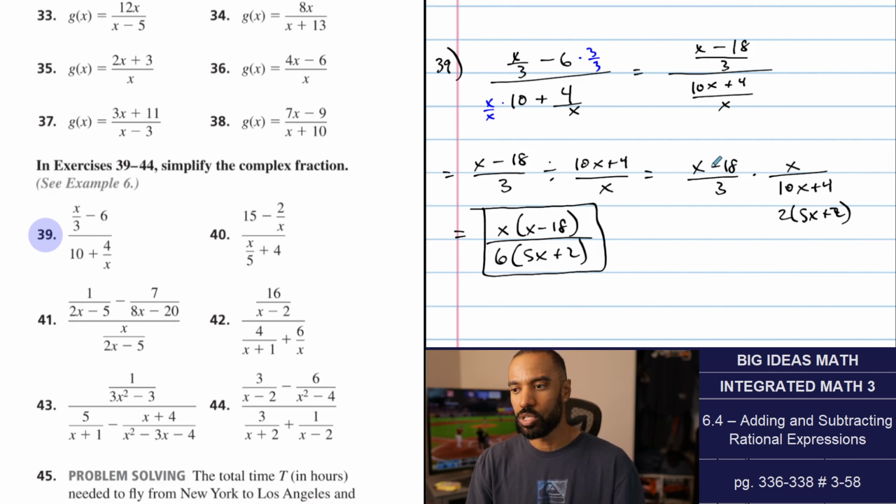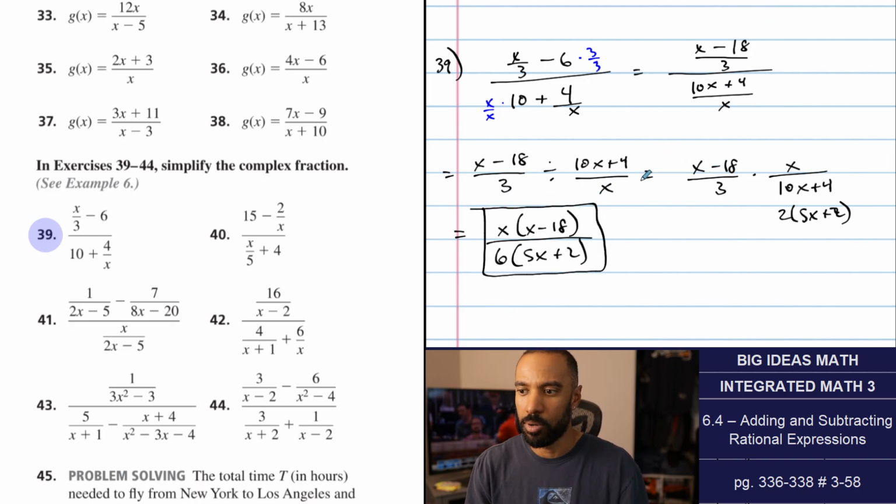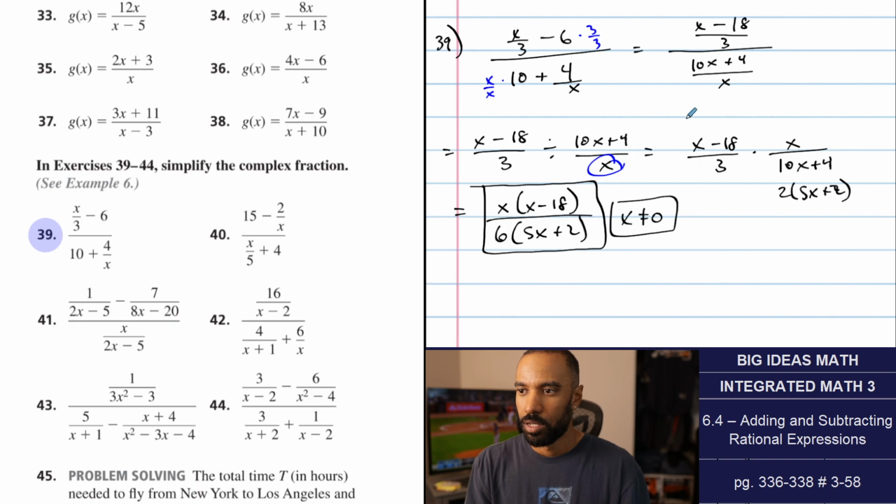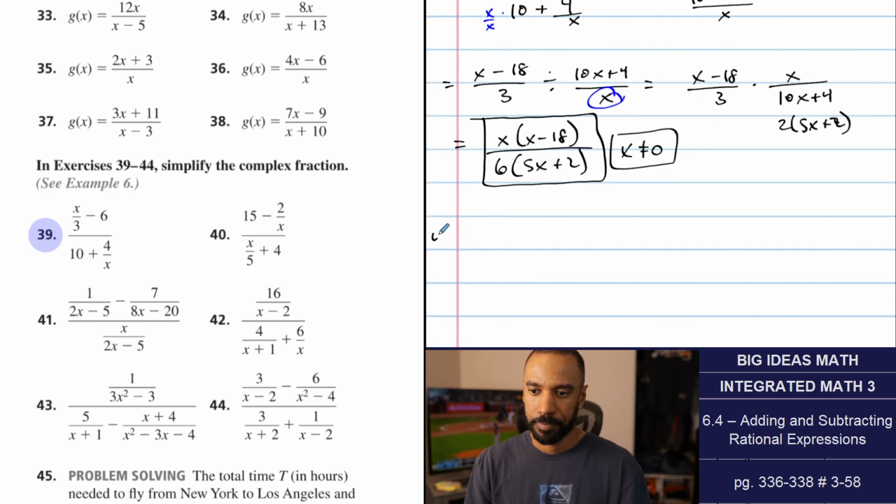As far as exclusions go, nothing canceled, but remember, x was in a denominator at some point, despite the fact it flipped into the numerator. X still can't equal 0 because it was at one stage in a denominator, even way back when, right here. Okay, number 40.